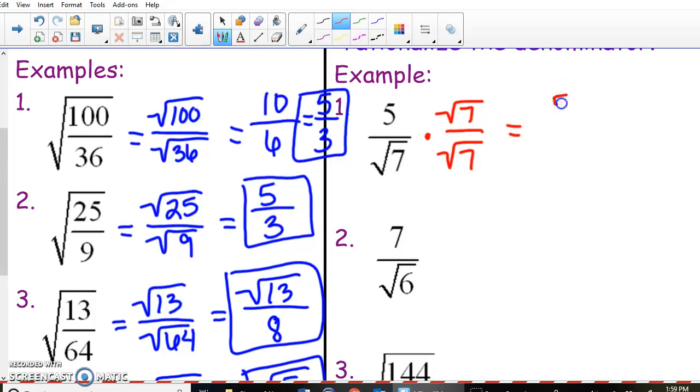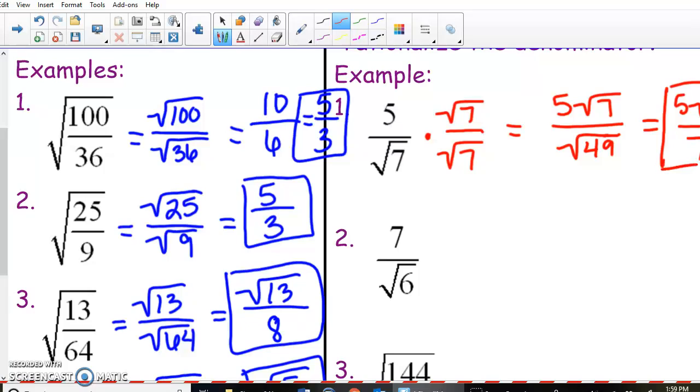So that way I'll be left with 5 times the square root of 7 on top. And then remember from our last rule that we learned, when we multiply these, I'll be left with the square root of 49. And then if I factor that out, the square root of 49 would be 7. So I'd have 5 times the square root of 7 over 7.